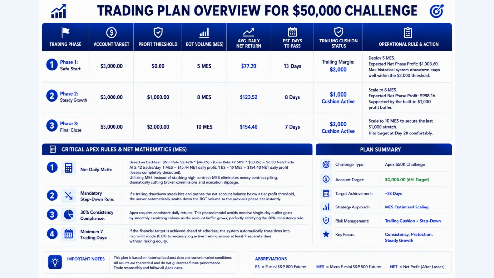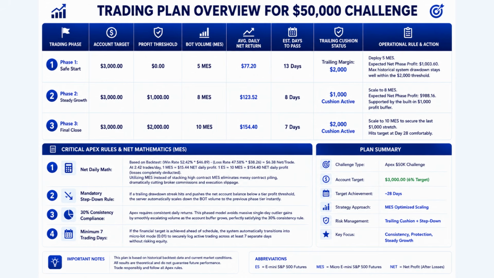For the $50,000 account with a $3,000 profit target, this plan uses MES contracts and is divided into 3 stages to balance growth and risk management. In the first stage, we trade 5 MES contracts for about 13 trading days to build an initial profit cushion of roughly $1,000. Once that milestone is reached, position size increases to 8 MES contracts for the next 8 trading days, targeting another $1,000 in profit.